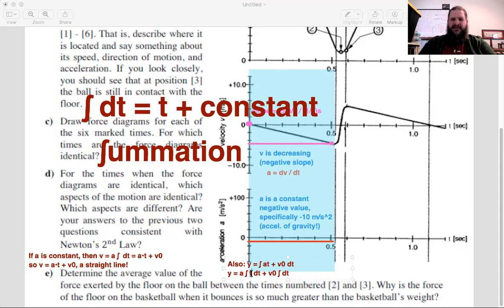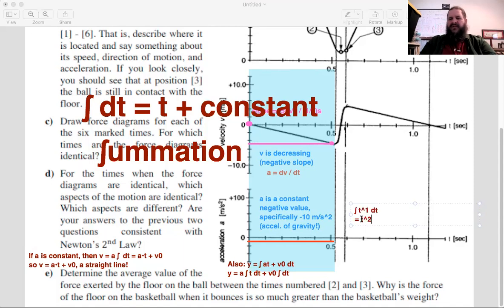It might help to write this. Yeah, it's going to be t squared, right? Because if we want to integrate t to the first power dt, this is the opposite of taking a derivative. When you take the derivative, you decrease the exponent. So we need a higher exponent when we integrate, t squared.